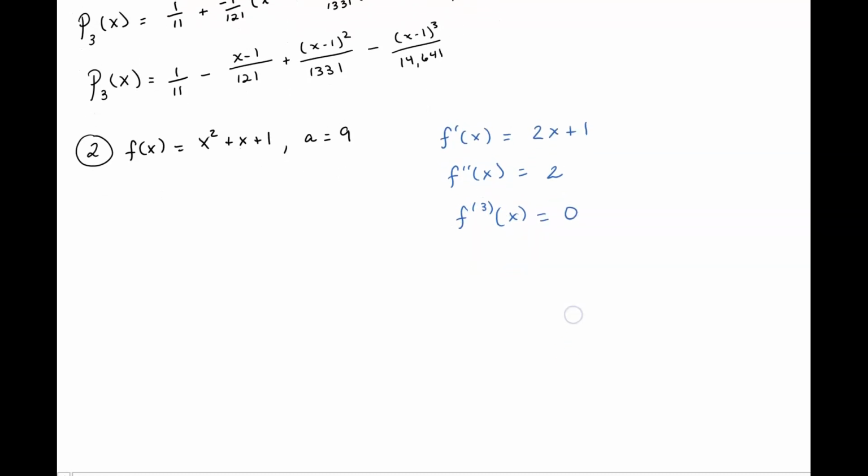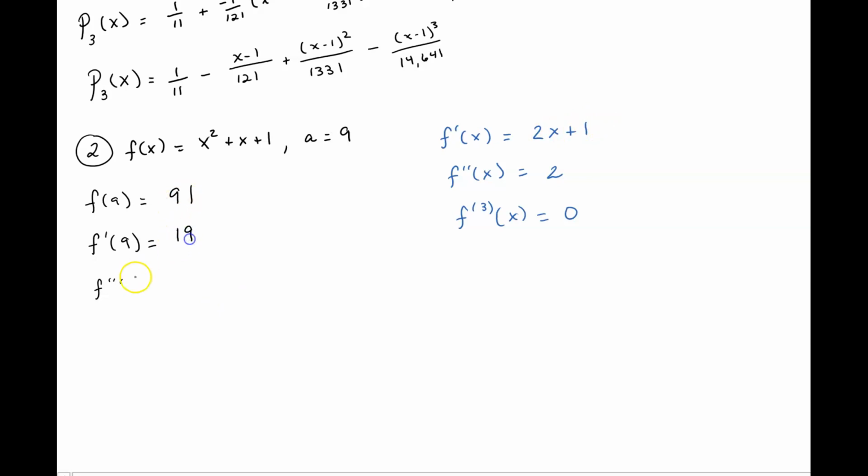Now what I do is evaluate f of 9 in my polynomial. So you plug in 9 there: 9 squared is 81, plus 9 plus 1. So 81 plus 9 is 90, plus 1 is 91. Now I'm going to evaluate f prime of 9. And what is that? That's just going to be 2... I'm sorry, this is not 2. My mistake. 2 times 9 is 18, plus 1.